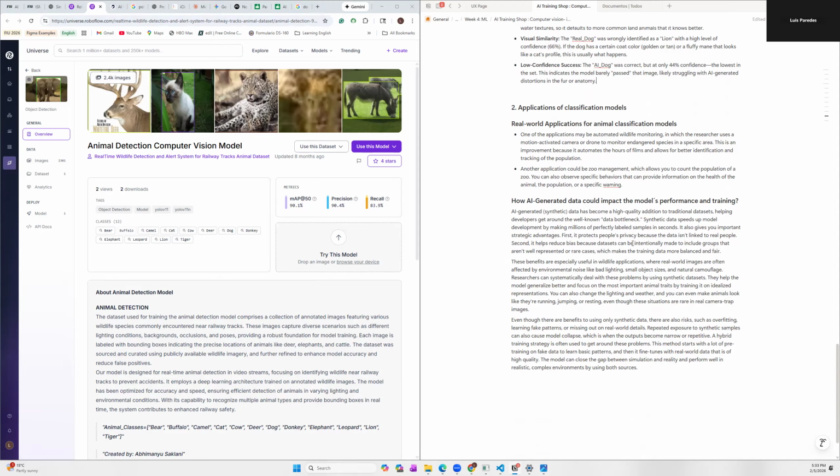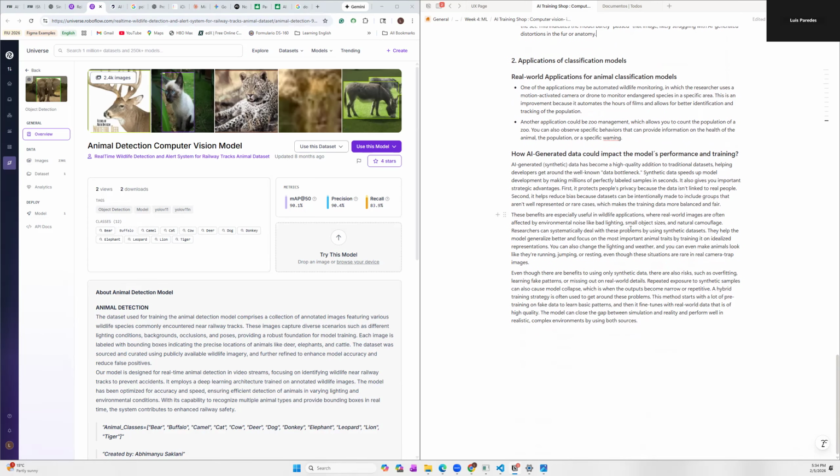Another application could be zoo management, which allows you to count the population of your zoo and identify specific behaviors that provide information about the health of the animal, the population, or even a specific warning about the animal.